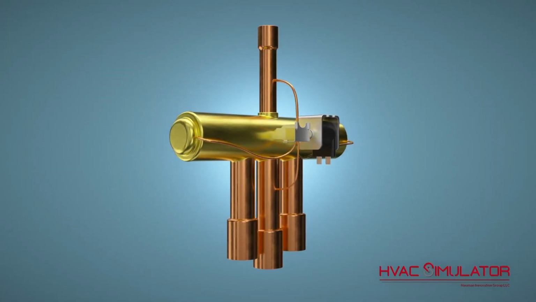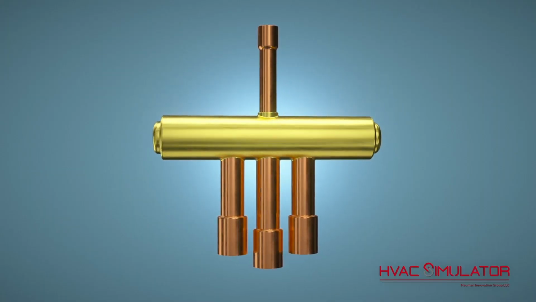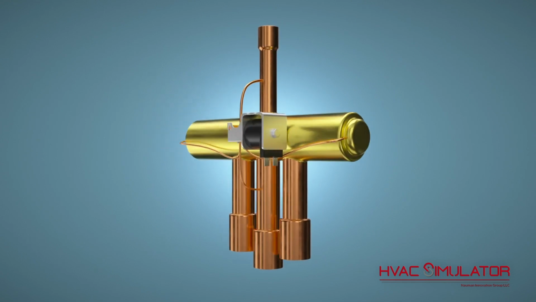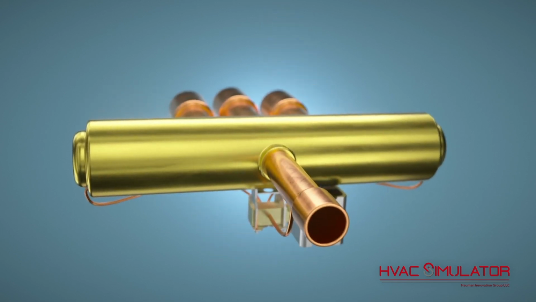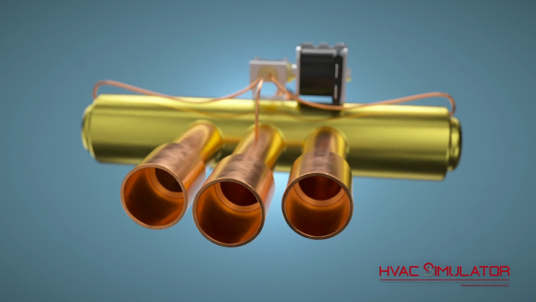A heat pump reversing valve is a crucial component in a heat pump system, responsible for controlling the direction of refrigerant flow and thus enabling the heat pump to switch between heating and cooling modes. Reversing valves are often called four-way valves because they have 4 ports or connections for refrigerant flow.